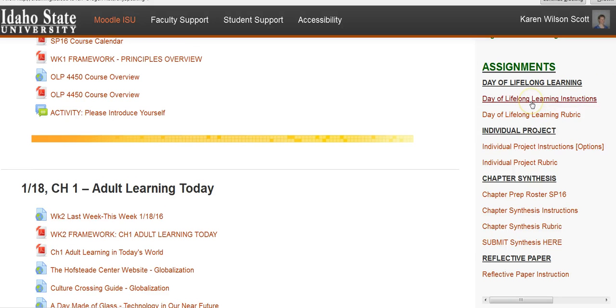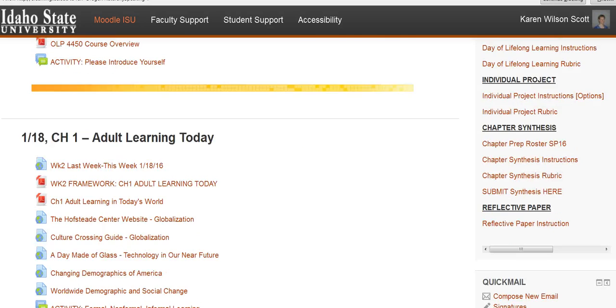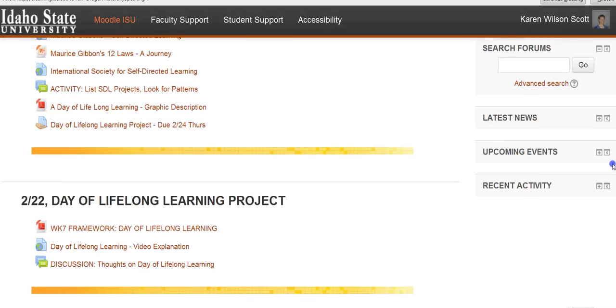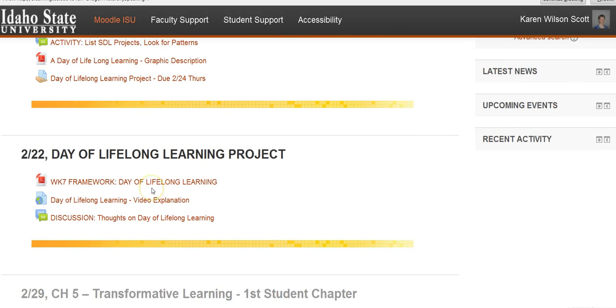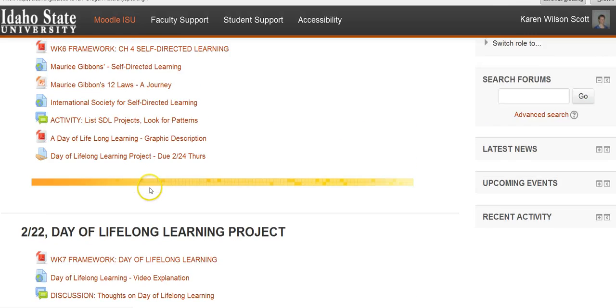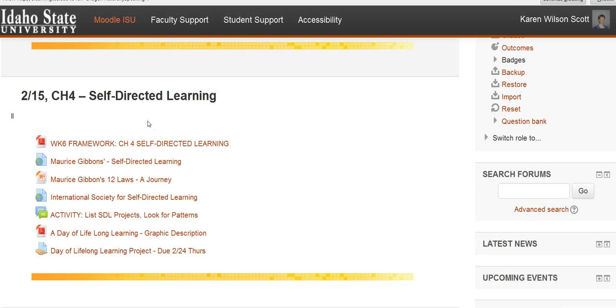So we've got the instructions and the rubric, and then we can come right down here to our Day of Lifelong Learning project. For this week, self-directed learning. For next week, Day of Lifelong Learning.